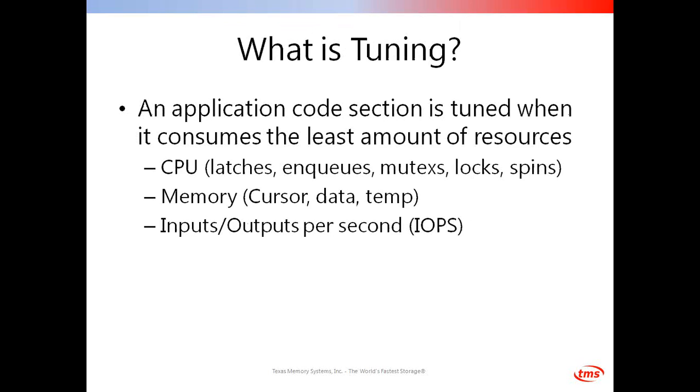So when we talk about tuning, what are we talking about? Well, an application code section is tuned when it consumes the least amount of all resources. This includes things like latches, enqueues, mutexes, locks or spins. If you're talking about the CPU, in the memory, minimizing cursor size, data requirements, temp usage, all of that. And of course, reducing the I/O per second, or IOPS. By reducing all of the resources that are used to their minimum value, the code will execute efficiently and quickly.